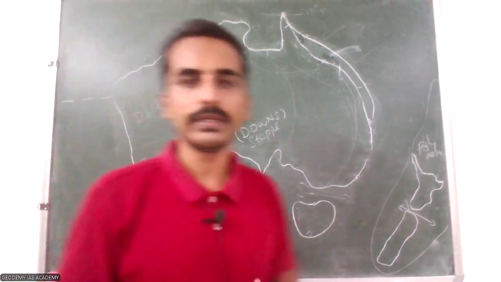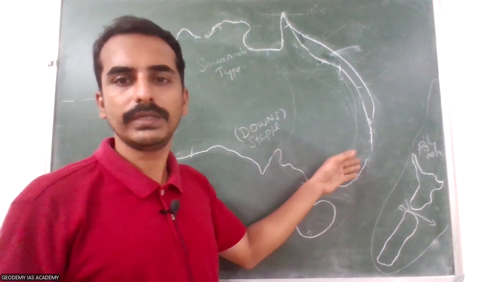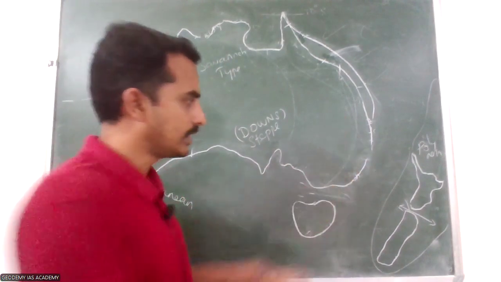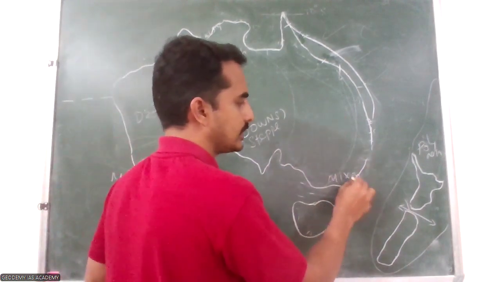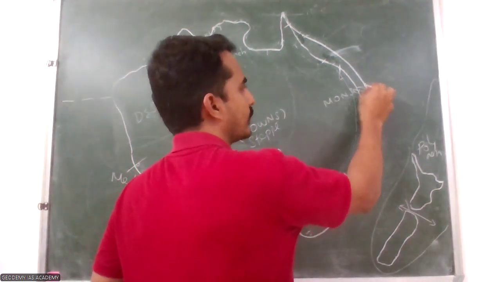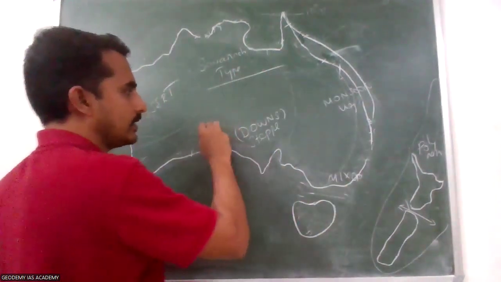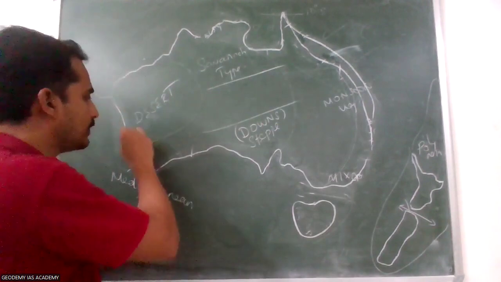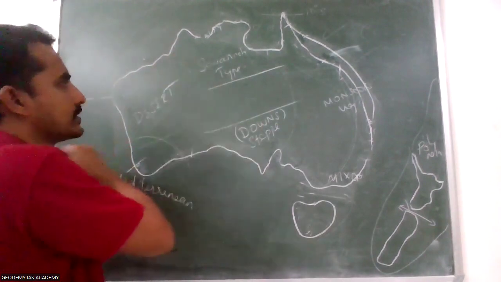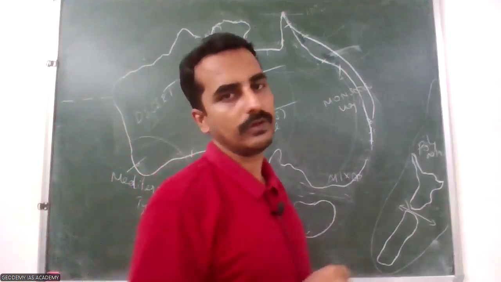Thus you can guess the vegetation pattern. Here it has the monsoonal vegetation pattern and the mixed vegetation pattern, mixed vegetation and monsoon deciduous. Here tropical grassland, here temperate grassland, here Mediterranean vegetation, and here xerophytes, desert. So that's the features of Australia.